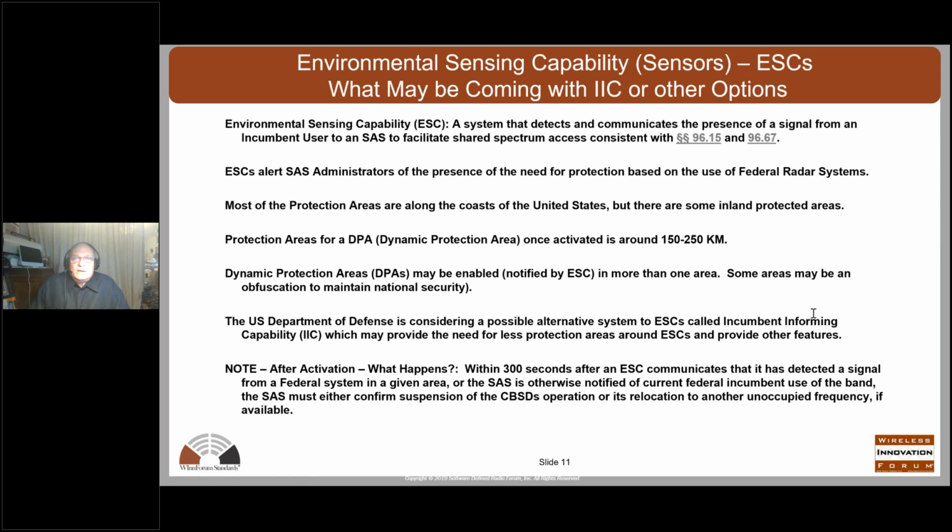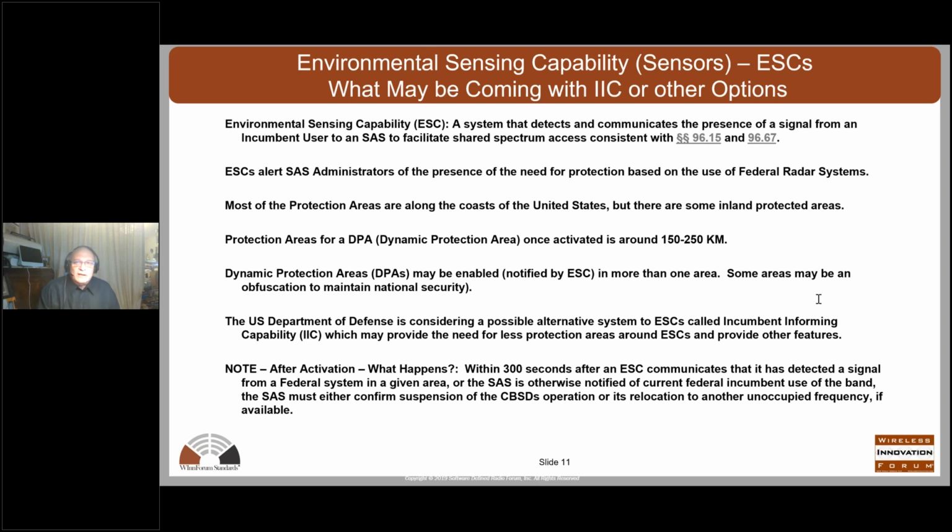All right, we talked about ESCs. So along the coast of the United States, the ships that bear the radar systems need to be detected, and a zone is created when those go on, and a declaration of a dynamic protection area is made, and the SAS has to protect those radars from interference. So ESCs are located along the coast of the United States, and a couple of other locations and islands and other places where the radar systems can be detected, and the SASs interact with them in order to make the protections done as they need to be.